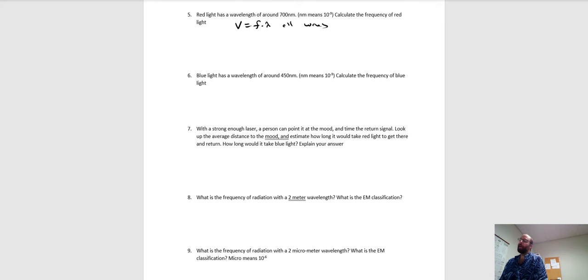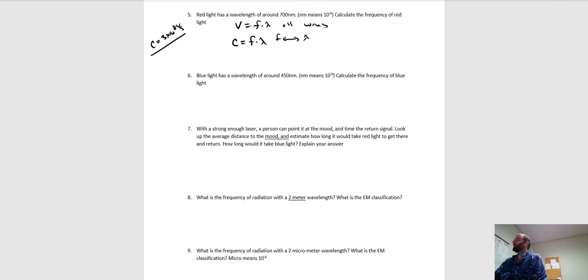Now, electromagnetic waves all travel at the same rate, what we call c, the speed of light, which is 3 times 10 to the 8th meter per second. This is true of all EM radiation. So if I rewrite this equation, c is equal to frequency times the wavelength. This equation is how you go back and forth between frequency and wavelength.